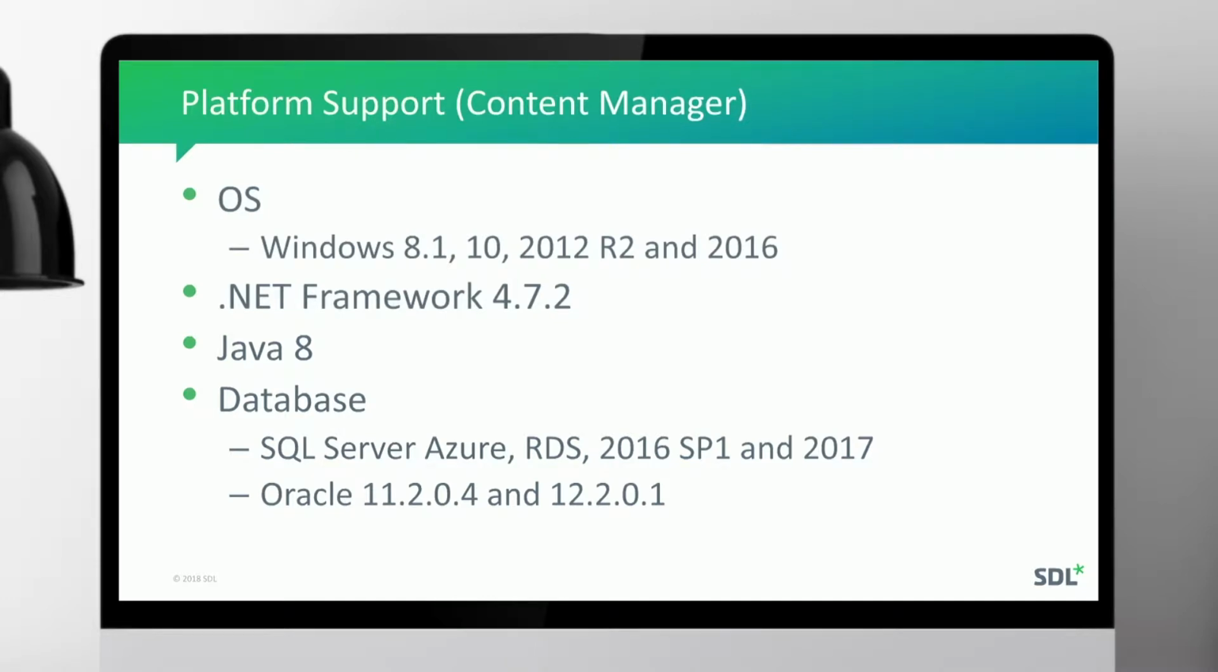For the databases, we still support SQL, Azure, RDS, 2016 SP1 and 2017. On Oracle, it is 11.2.0.4 and 12.2.0.1. But for Java, we have decided not to move to Java 9, but to stick to Java 8 because of the long-term support issues with 9, as it is not a long-term support version. The plan is to wait for the next long-term version of Java and then move to that one once it's available. But with the current time frame of the release, that is not happening. So that's why we are sticking to Java 8.